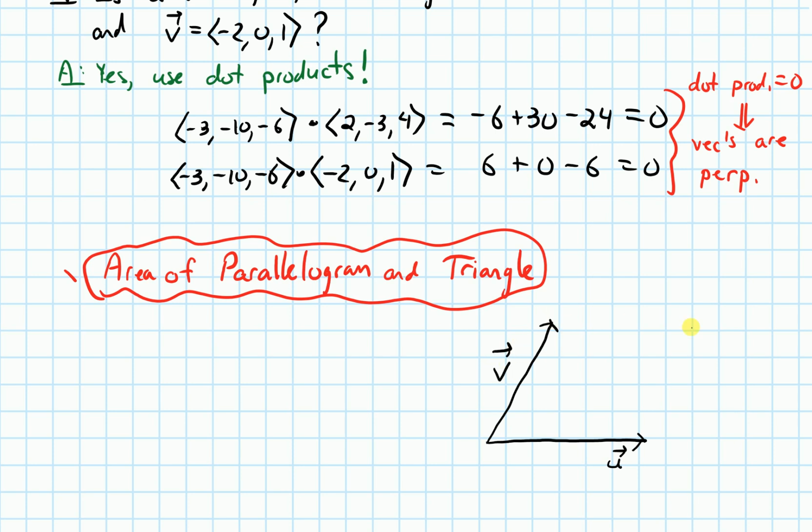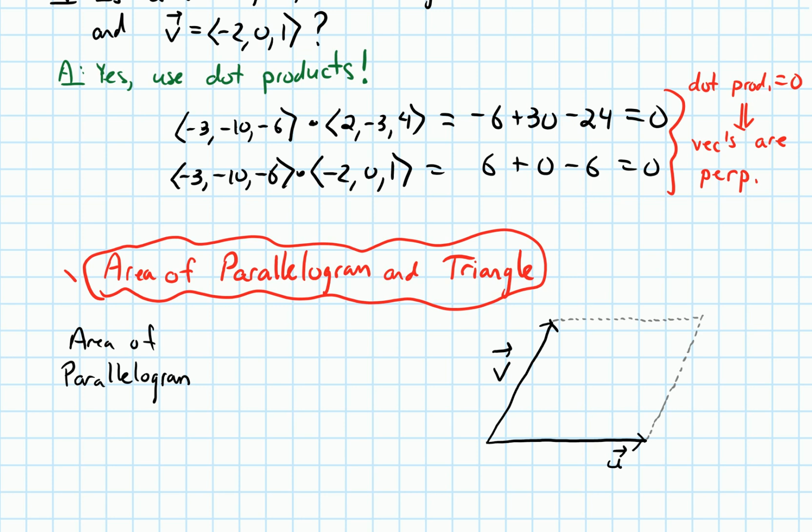And let's draw some more parallel lines to turn this into a parallelogram. So where the head of u is, I'm going to draw a dashed parallel line to the vector v. And then where the head of v is, I'll draw a line that's parallel to u to make our parallelogram. Okay, so I want to figure out the area of that parallelogram.